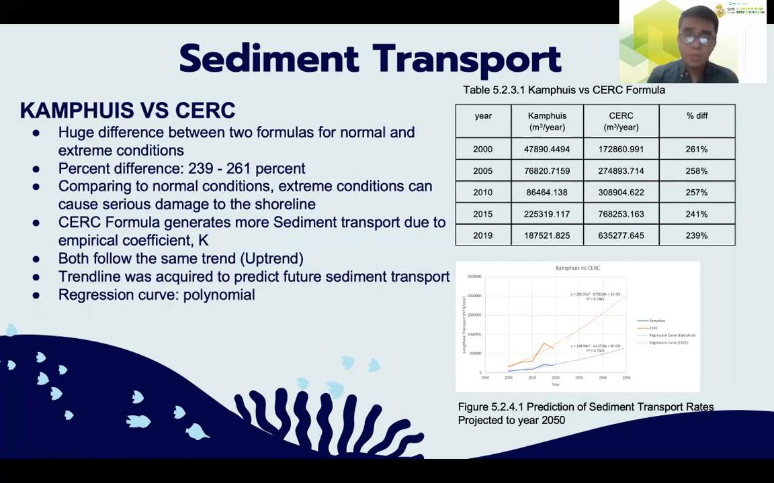Both follow the same trend, which is an uptrend, as you can see on the figure on the right. And the trend line used was acquired to predict future shoreline sediment transport. And the regression curve, which was used in our data, was polynomial.